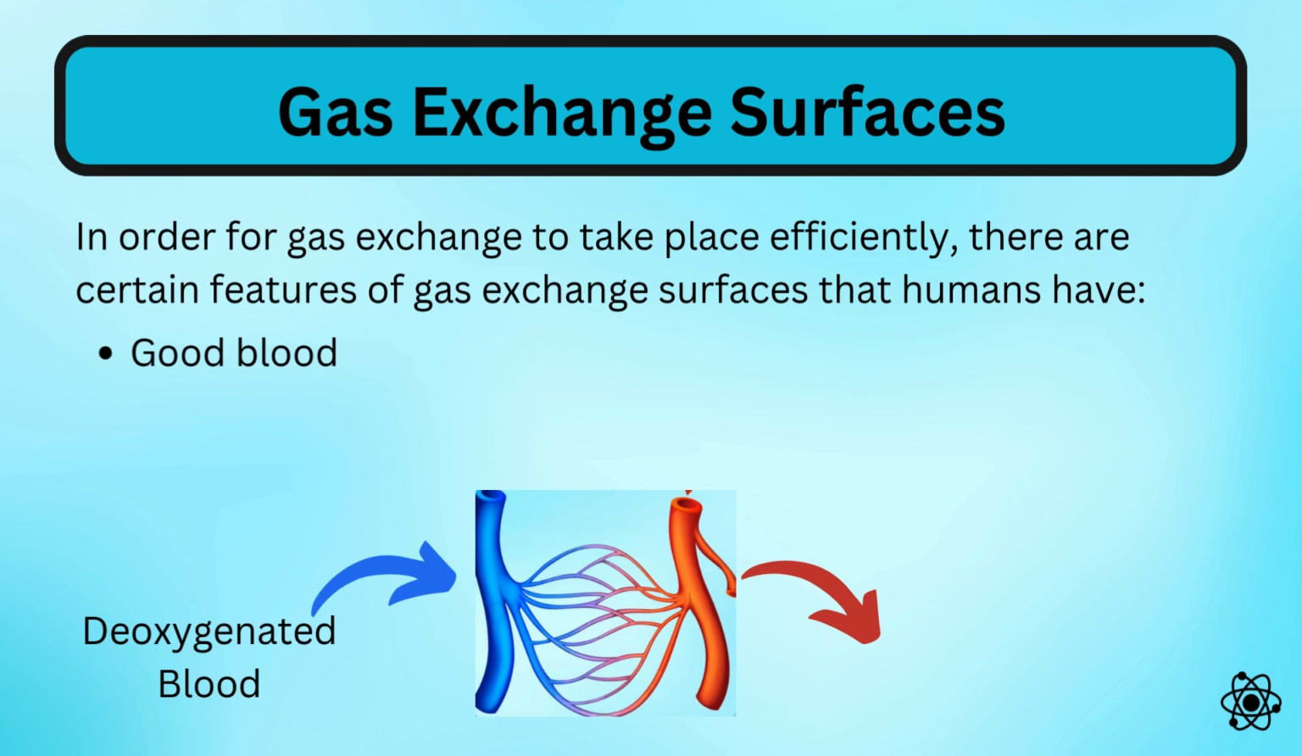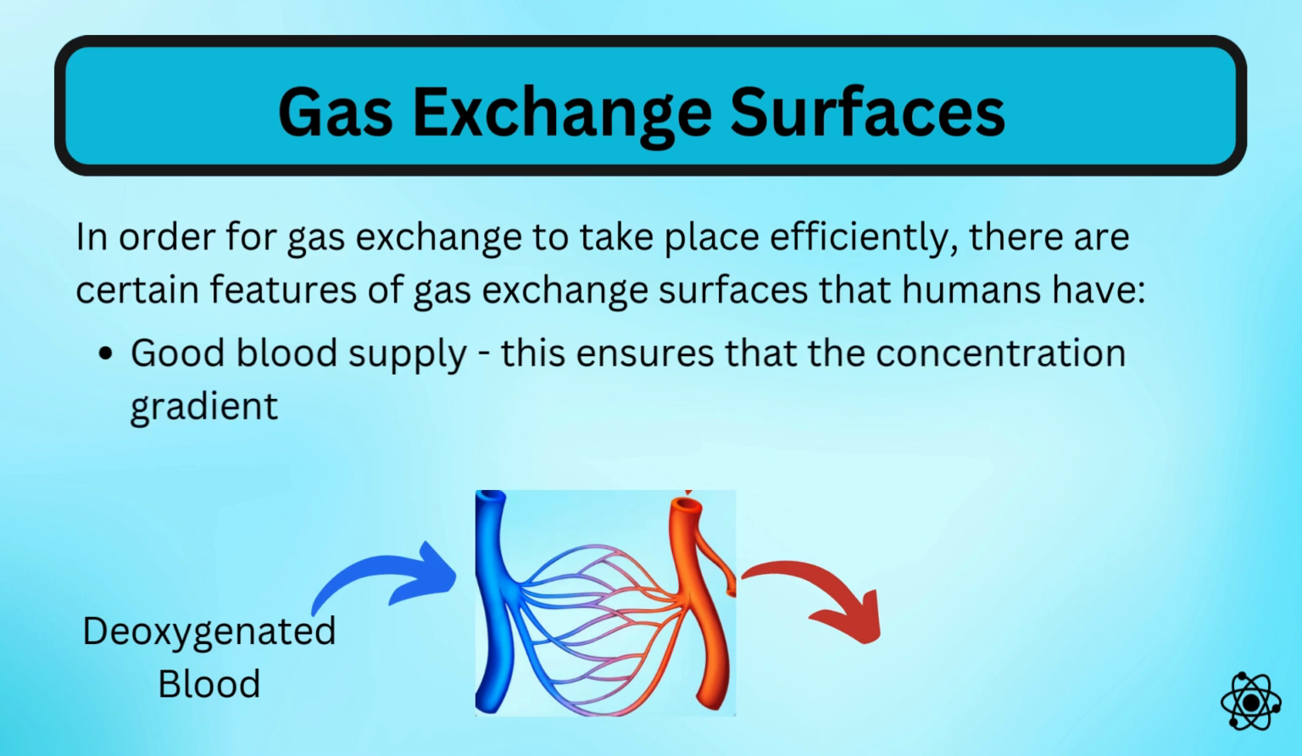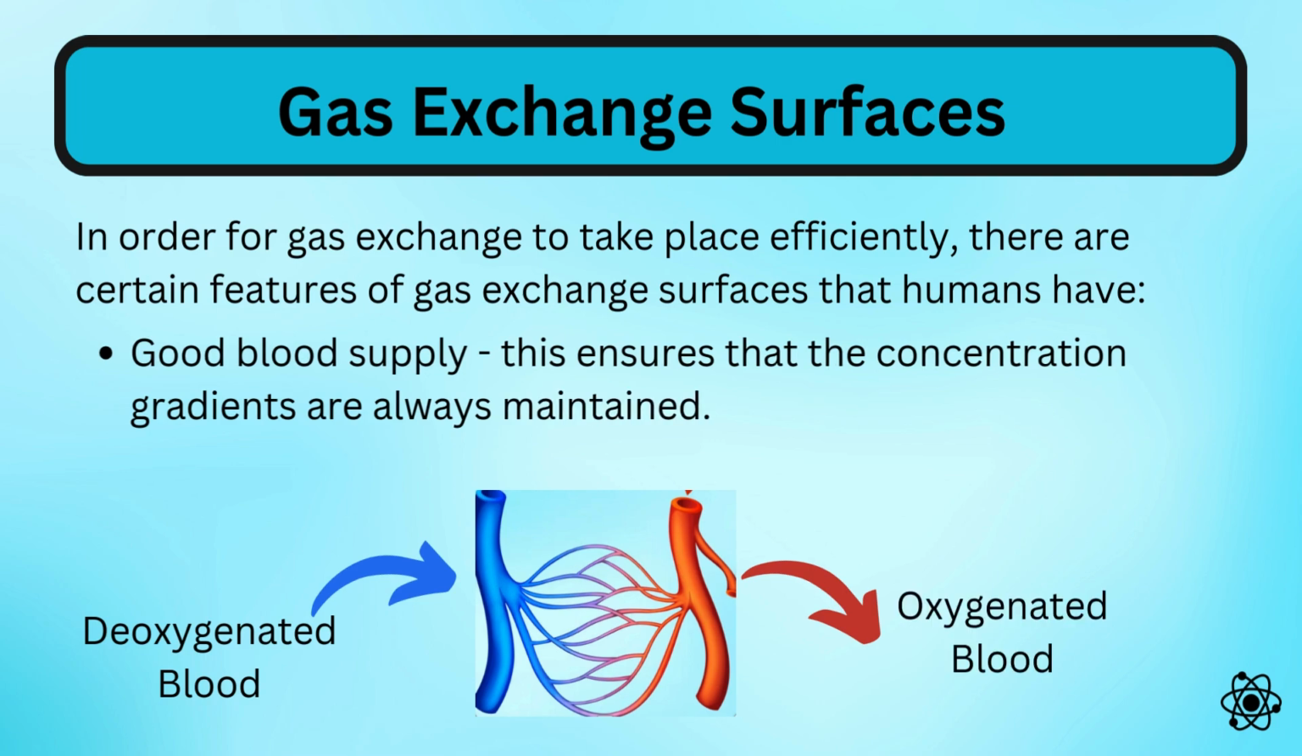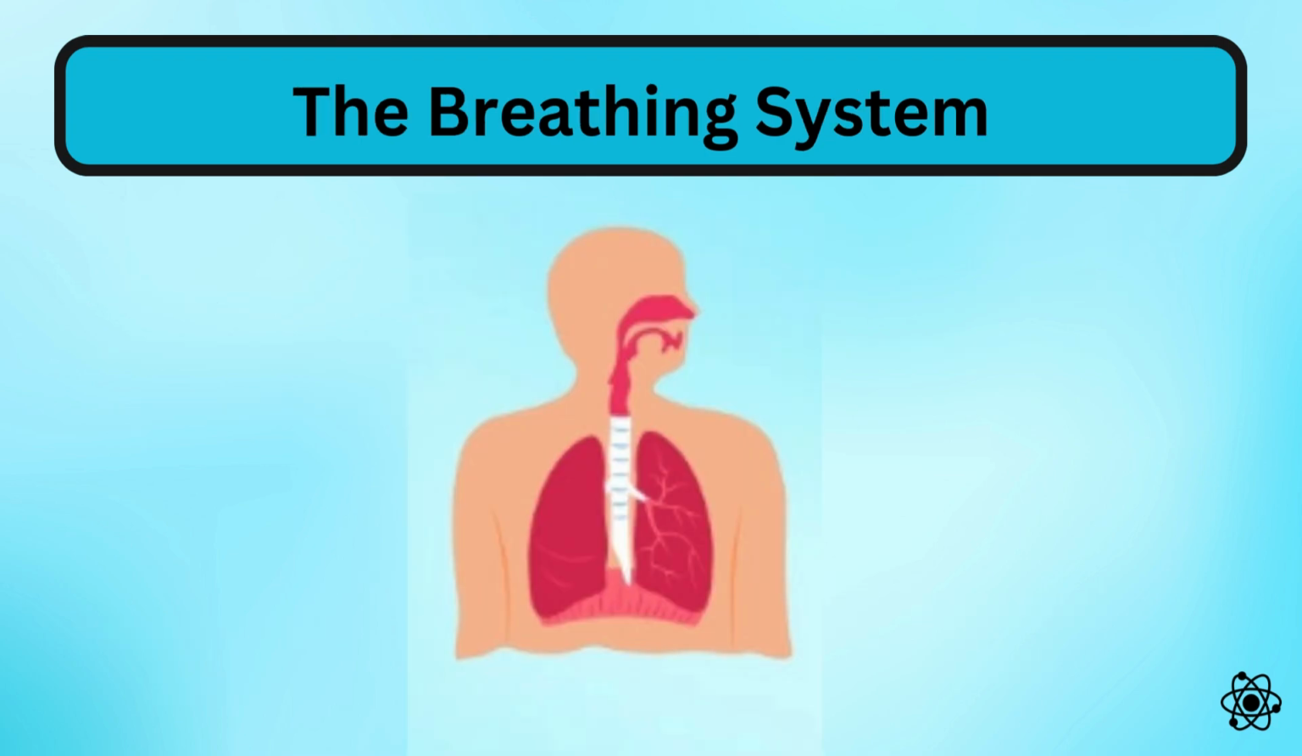A good blood supply ensures that the concentration gradients are always maintained. New deoxygenated blood is always arriving and oxygenated blood is constantly being carried away. And good ventilation with air also ensures that the concentration gradients of carbon dioxide and oxygen are maintained.